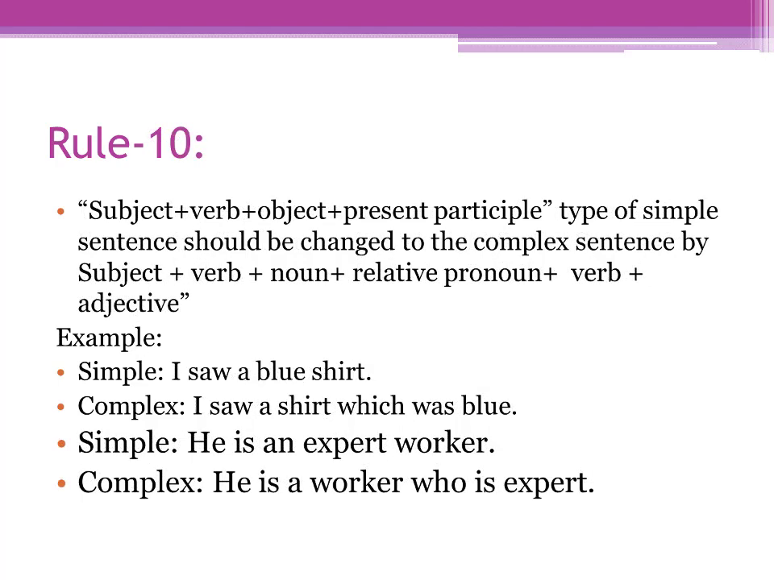Rule 10. Subject plus verb plus object plus present participle type of simple sentence should be changed into the complex by subject plus verb plus noun plus relative pronoun plus verb plus adjective. Example: I saw a blue shirt. Complex, I saw a shirt which was blue. One more example. He is an expert worker. Complex, he is a worker who is expert.